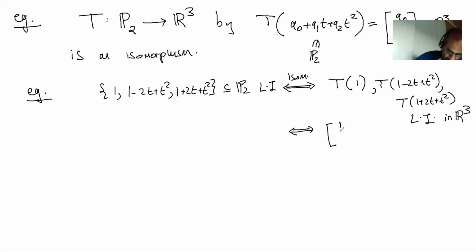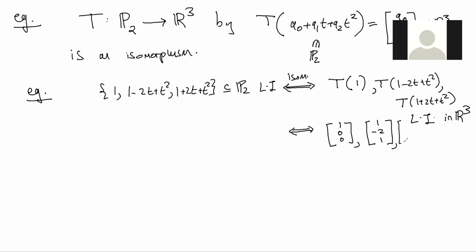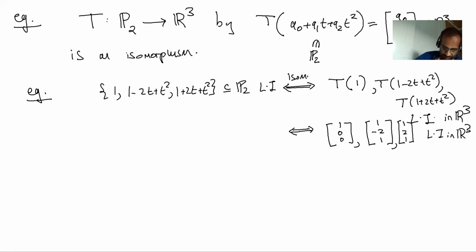This is the vector 1, 0, 0. This is the vector 1, minus 2, 1. This is the vector 1, 2, 1. These are linearly independent in R3. You know how to solve that question, right? How do you solve that question? Augmented matrix? Yeah, you just do row reduction, right?